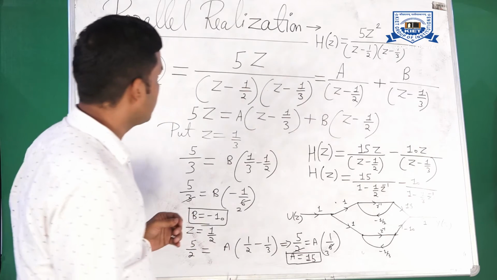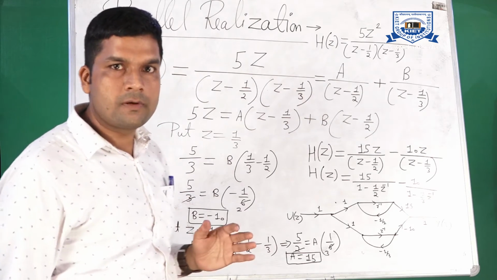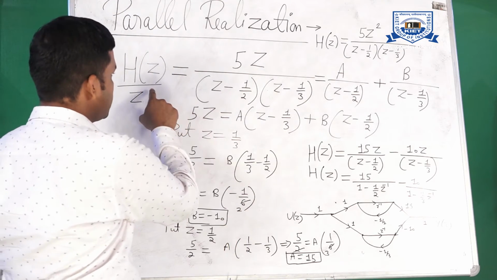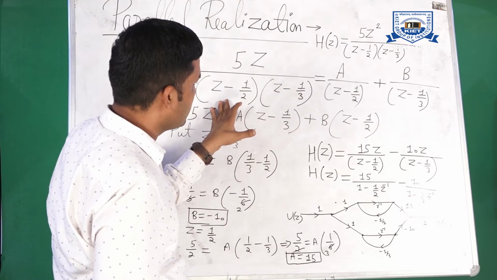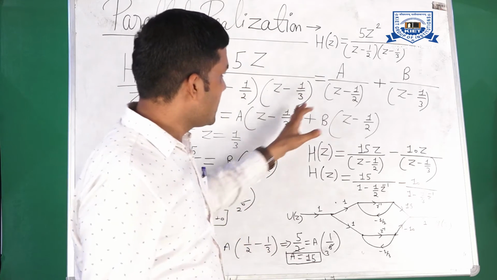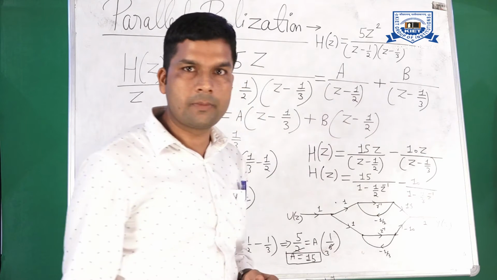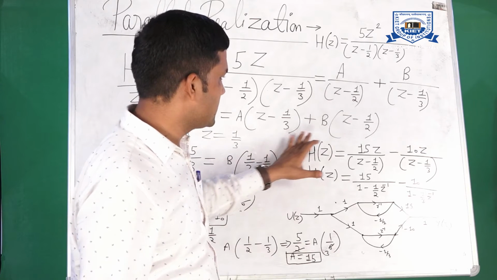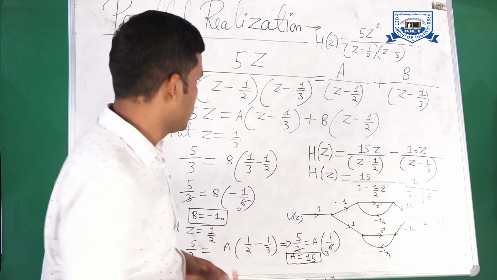So first of all, when parallel relation is done, first of all divide the transfer function by z. Then H(z) divided by z is equal to 5z upon (z minus 1 by 2) into (z minus 1 by 3). Now do the partial fraction: A upon (z minus 1 by 2) plus B upon (z minus 1 by 3). 5z is equal to A(z minus 1 by 3) plus B(z minus 1 by 2). You can calculate the value of A and B.